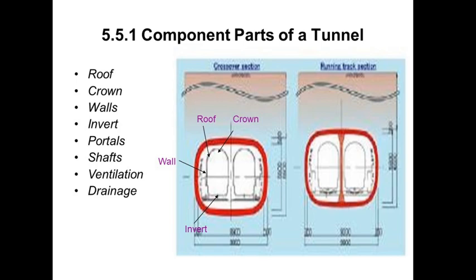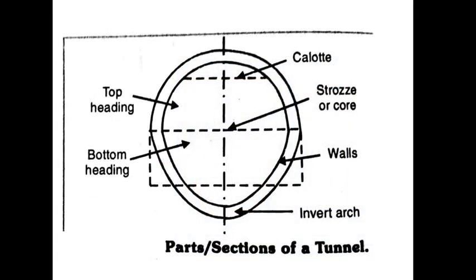Drainage is for the collection of water, waste, rainwater or storm water. Whatever water percolates through the rocks and soil can be collected here as drainage. Next, ventilation, by mechanical ventilation or natural ventilation. Shafts. These are some of the component parts of a tunnel. This is the parts or section of a tunnel: a top heading and bottom heading, side wall, invert arch.